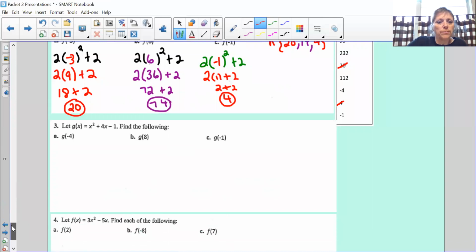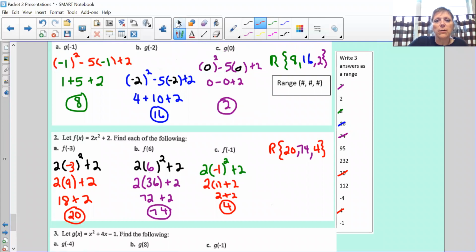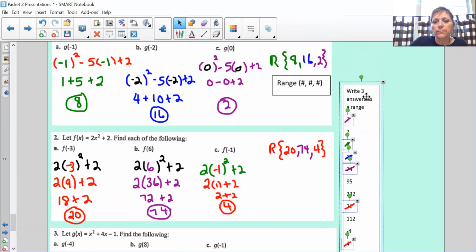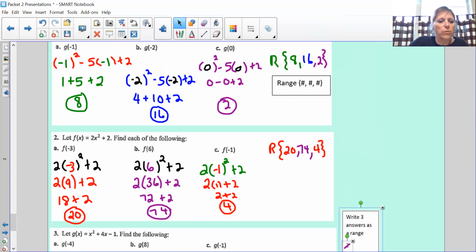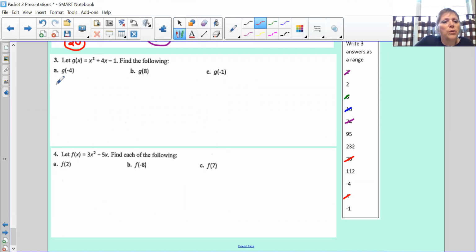Okay, 2 more. Let me see if I can bring this down here, make it a little easier with all the markings. Yes, we can make it a little easier for us. Okay, here's the next one. We're going to do parentheses squared plus 4 parentheses minus 1. And again, we'll need another one here and another one here.